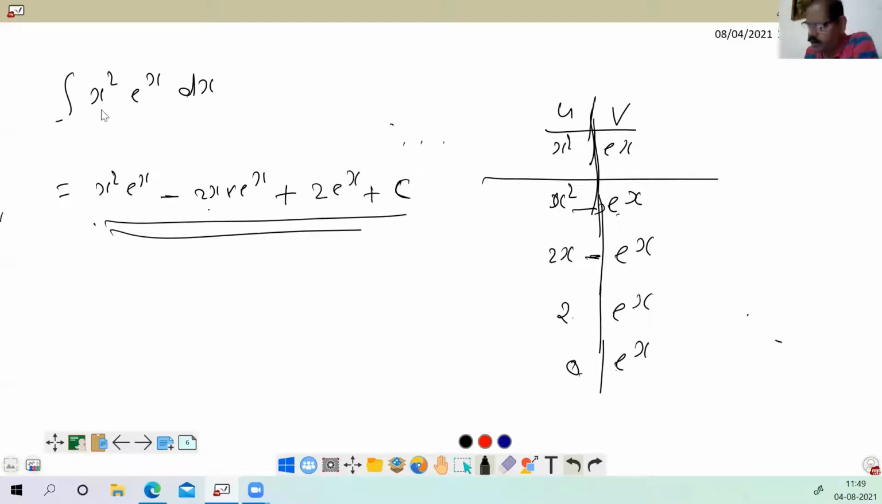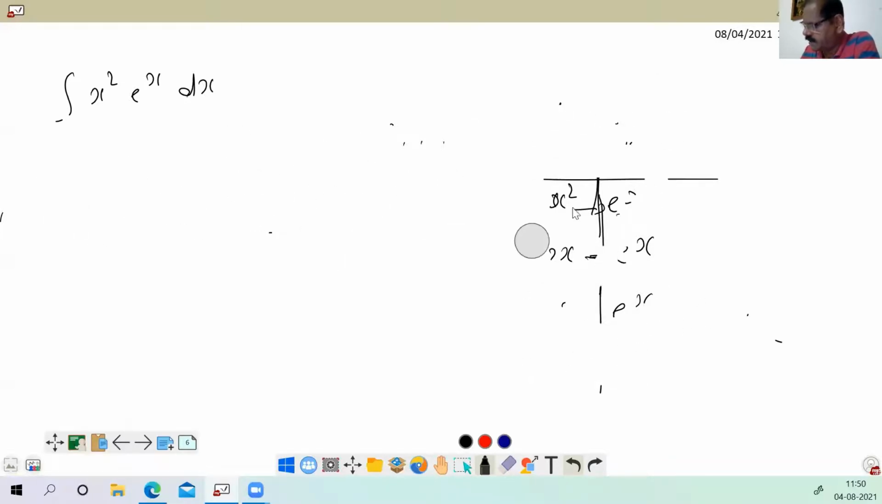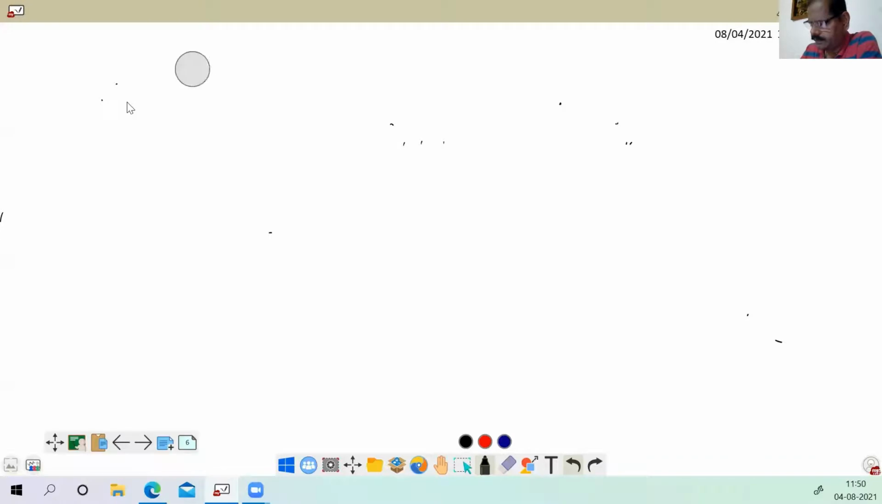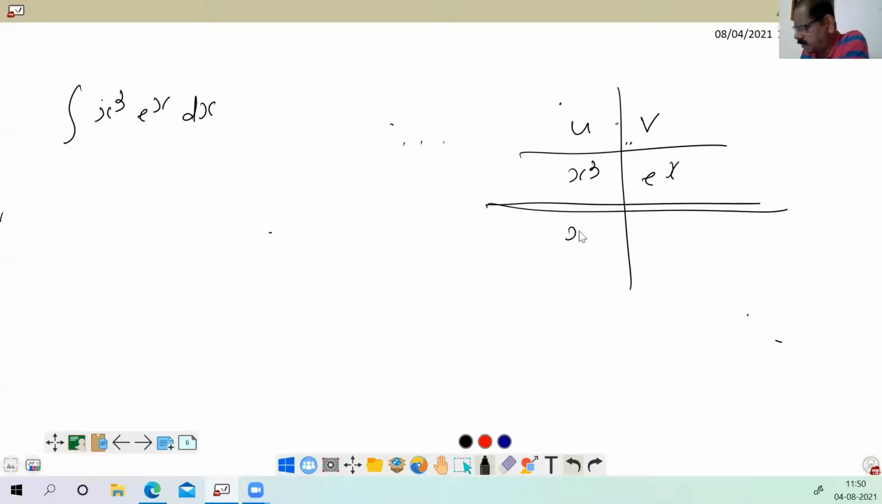Even if it is x cube, if we are using integration by parts, we have to use that formula 3 times. If it is integral x cube e raised to x dx, we can write like this. Let us find integral x cube e raised to x dx. This is the first function: u is x cube, and v is e raised to x. First we write u as x cube as it is, then integral of e raised to x is e raised to x.